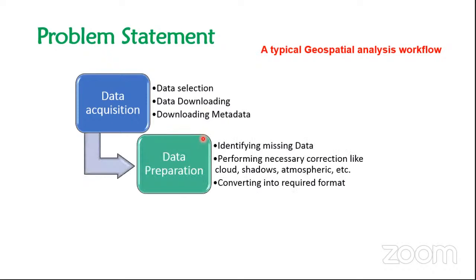And after the acquisition, we will prepare the data according to our own need. If there are missing datasets, we will first identify them and perform some necessary actions to fulfill that missing dataset. Then we will perform some necessary corrections like cloud masking, shadow correction, atmospheric and topographic correction.